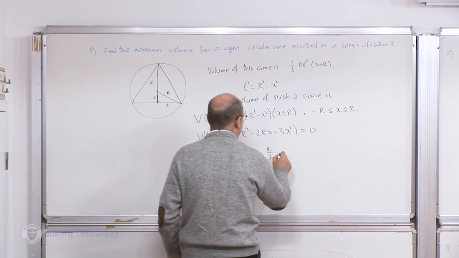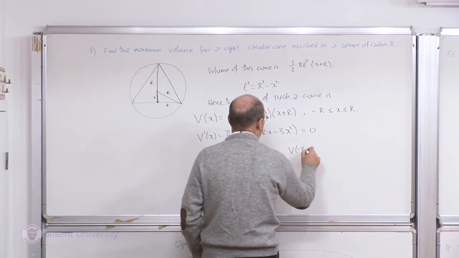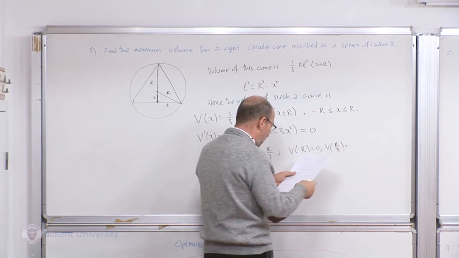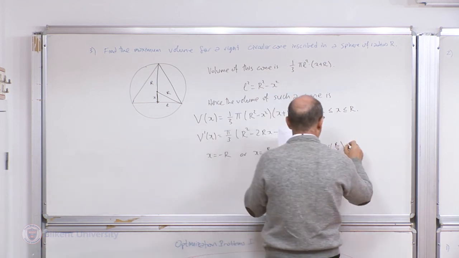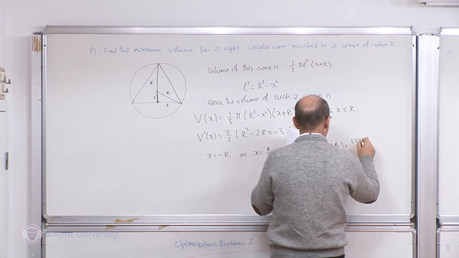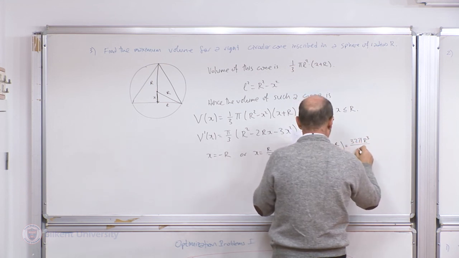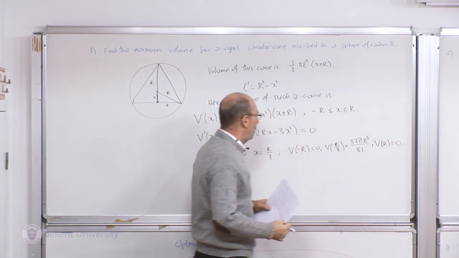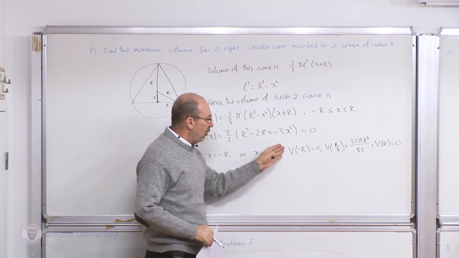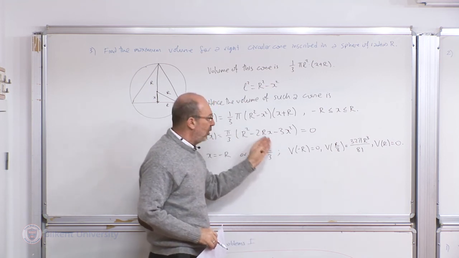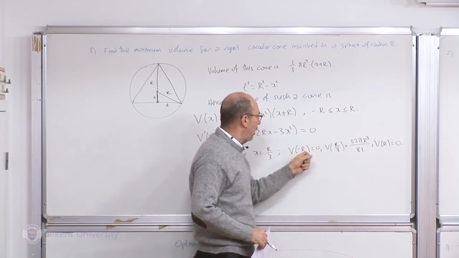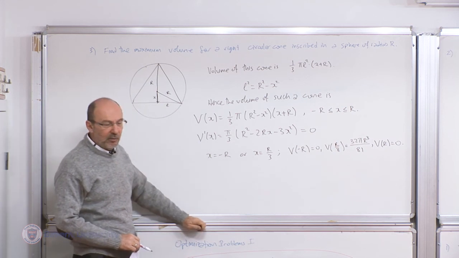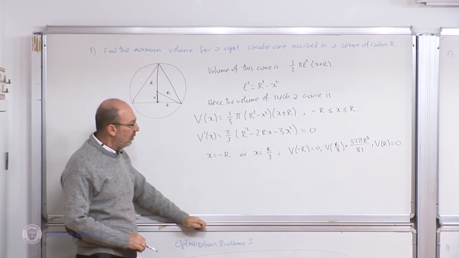So we calculate these things now. V of minus r equals 0. V of r over 3, let me see where I calculated this, is 32 pi r cubed over 81. And V of r is again 0. So, as we are required to do in calculus, you find the critical points, and you evaluate the function at the critical point and at the end points. This end point turns out to be also a critical point, but we don't care. That's not important for us.